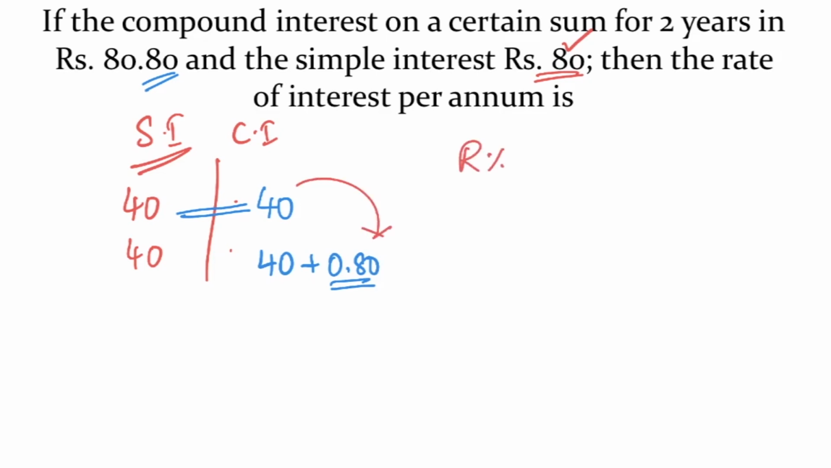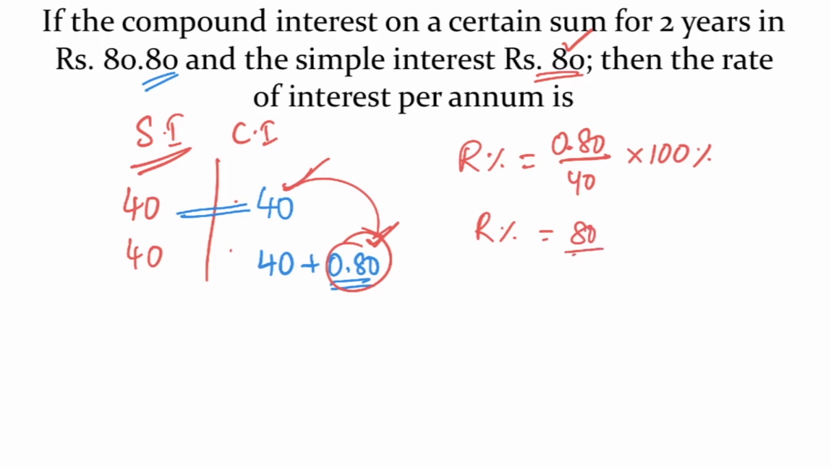So rate of interest is 80 paise divided by 40. On 40 rupees only we are getting 80 paise, right? 40 into 100%. Rate of interest is 0.80 into 100, 80 by 40%. So rate of interest is 2%.